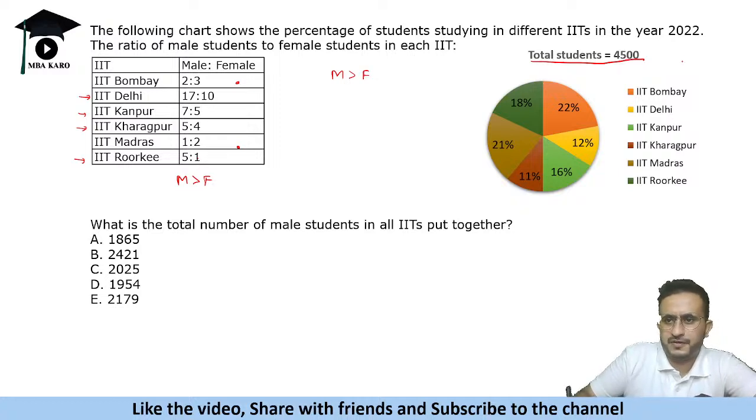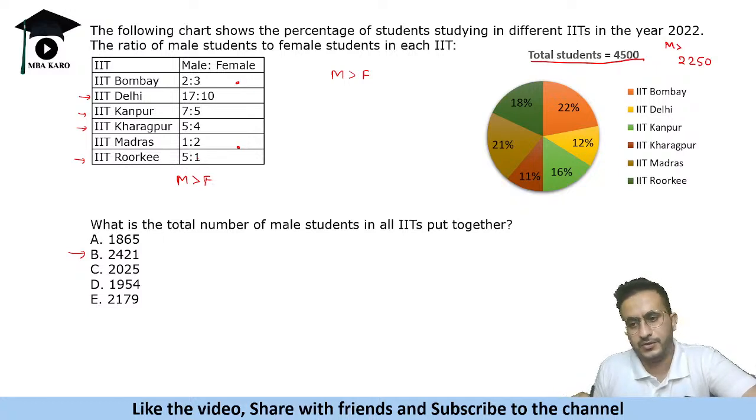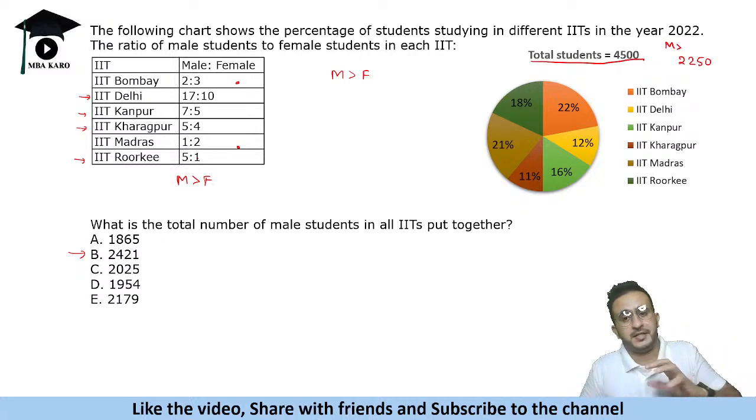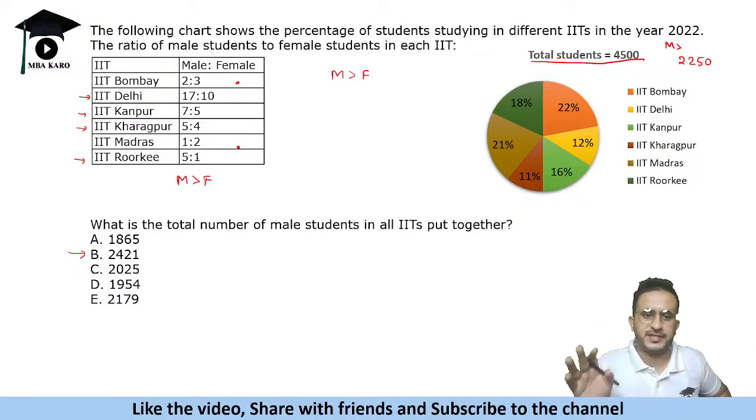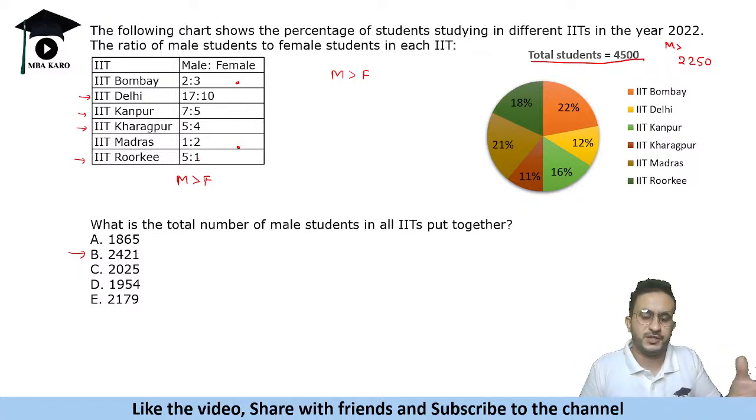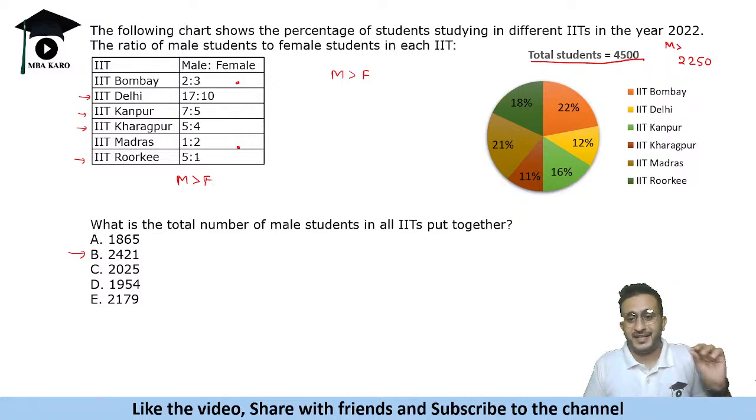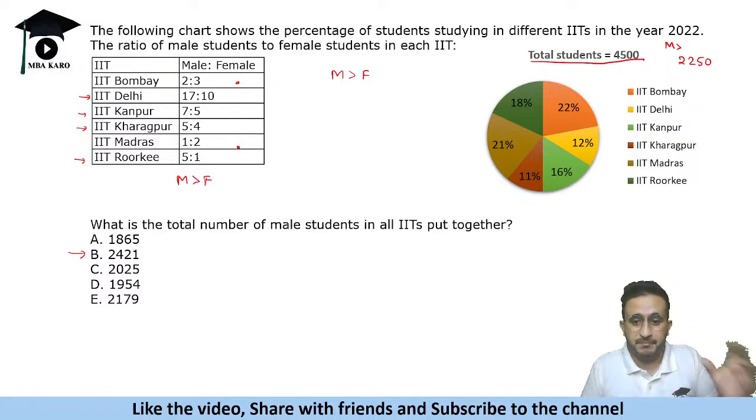Okay, so there are 4,500 students, half is 2250, so male should be greater than 2250. So I see only one of the options as 2421. So this is an approach that you should apply if you get to see such kind of options. मुझे चार ऑप्शन पांच ऑप्शन देखे, मुझे एक ही ऑप्शन दिख रहा है. So that's an educated guess, right? It may be wrong as well. I'm not saying that it is going to be 100% correct, but you should be able to take an educated guess.